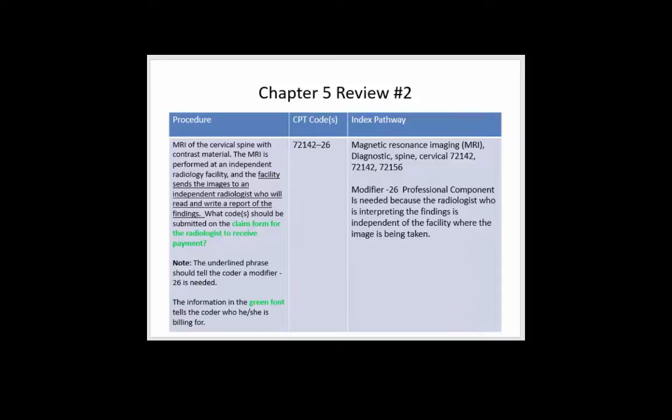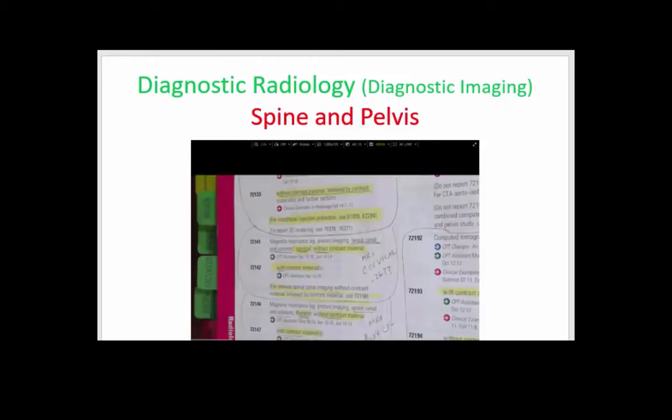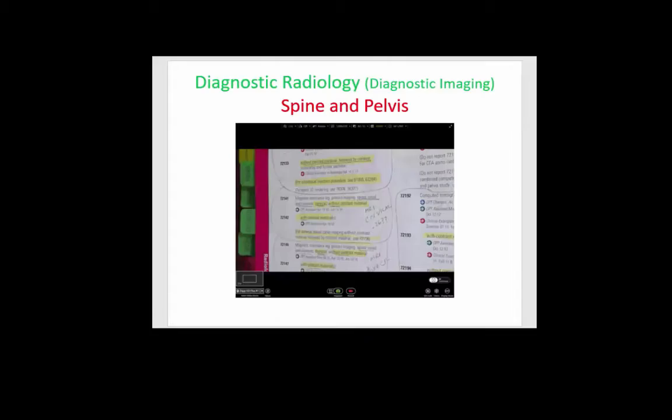In this screenshot I've shown you, I've underlined what tells you that modifier 26 is needed, and you're coding for the radiologist, that's in green. For your MRI of the spine, when you investigate the different code descriptions given in the index, you select 72142 and add a modifier 26 if you're billing for the radiologist. And this is a screenshot from the code book showing you this code.